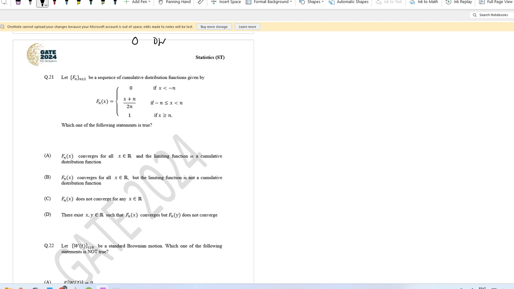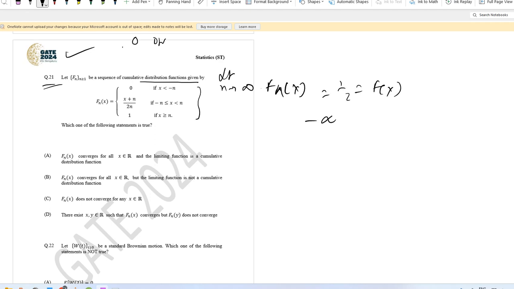हेलो स्टूडेंट्स, आज सॉल्व कर रहे हैं गेट 2024 का क्वेश्चन पेपर और आज है क्वेश्चन नंबर 21 में। यहाँ पर बोला है सीक्वेंस ऑफ अ क्यूमुलेटिव डिस्ट्रीब्यूशन फंक्शन इज गिवन बाय, ऐसा दिया हुआ है। ठीक है, आपको यहाँ से कौन सा सही है निकालना है। सो डिस्ट्रीब्यूशन फंक्शन बहुत ही नॉर्मल सा है। तो अगर लिमिट n tends to infinity करेंगे, सो Fn of x equal to half, equal to F(x), यहाँ से minus alpha less than x less than plus alpha.